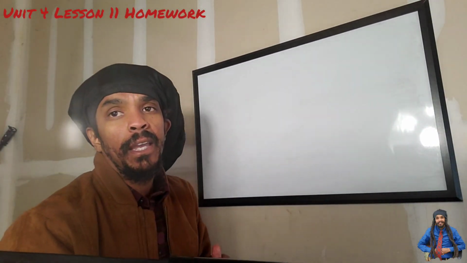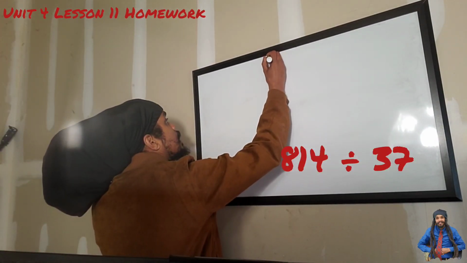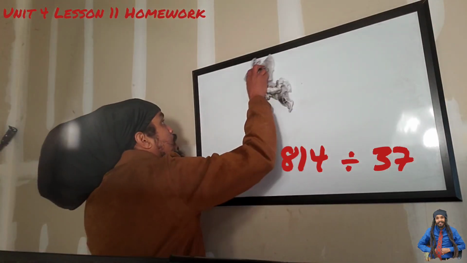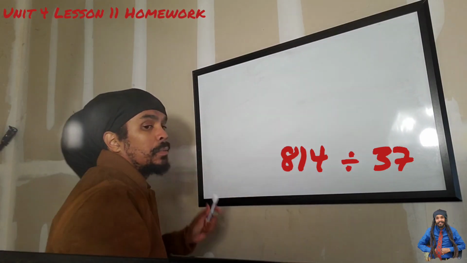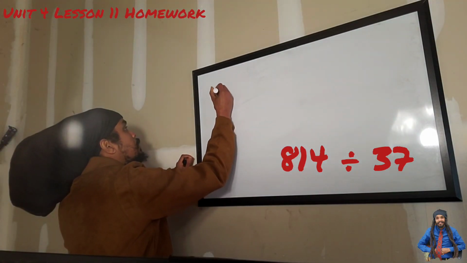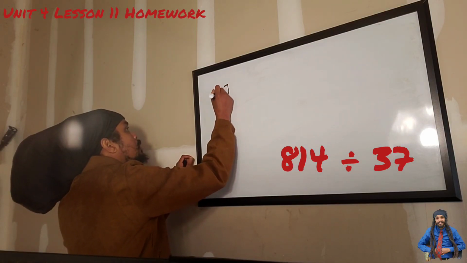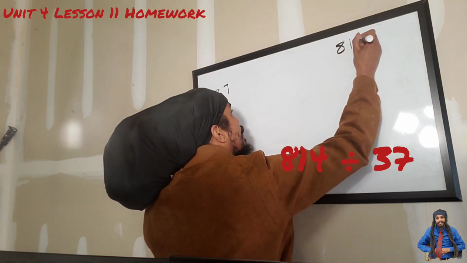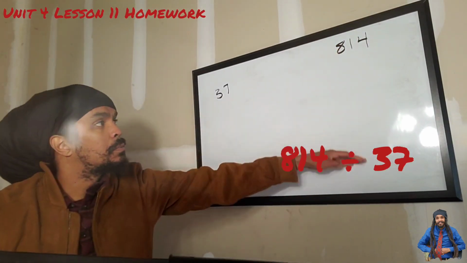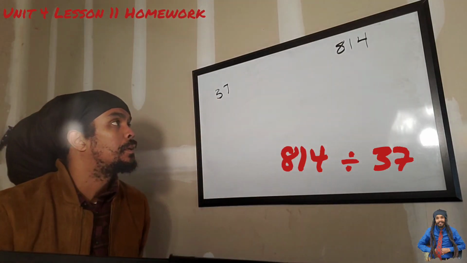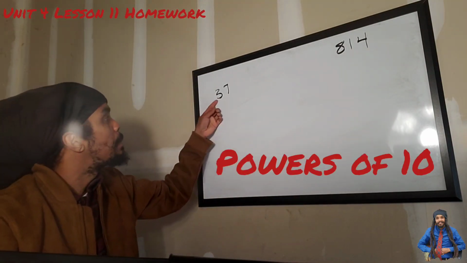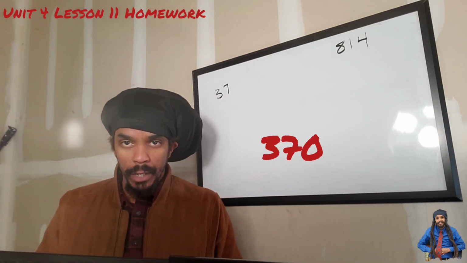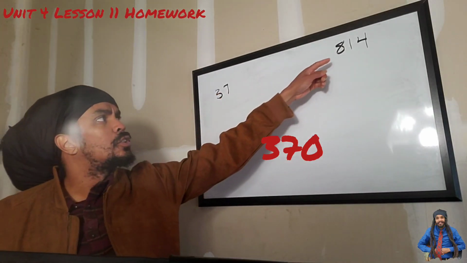So now this next problem, 814 divided by 37. I'm going to put my 37 over here, so I have a lot of room to work with. And then I'll put my 814 over here, because this is where I'll be doing my subtraction when I take out the chunks. Now let's think about it. If we're dealing with powers of 10, 37 times 10 equals how much? 370. That's a nice little chunk we could take out.